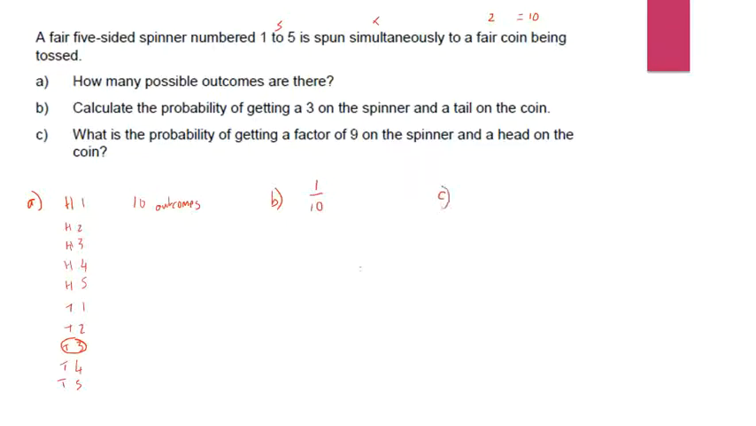And part C is asking us to find the probability of getting a factor of 9. So you need to think, what factors of 9 are there? Factors of 9 are any numbers that go exactly into 9. So that's 1, 3, and 9. So we want to get a factor of 9 and a head on the coin. So we can have a head with a 1 and a head with a 3. Can't have a head with a 9 because there's no number 9 on the spinner. So we've got these 2 outcomes here. So that will be 2 out of 10. If we simplify the fraction, it gives us 1/5.